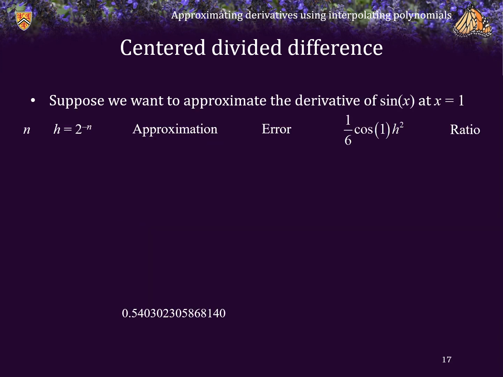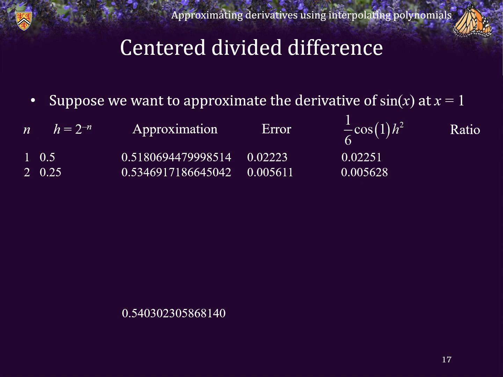Now suppose that again we want to approximate the derivative of sine of x at x equals 1 using this formula. And to 16 digits, that's the answer that we see at the bottom. Now, when h is equal to 2 to the negative 1, or 0.5, we already see that the error is reasonably small, and actually our estimation of the error, 1/6 cos of 1 times h squared, is pretty good already.